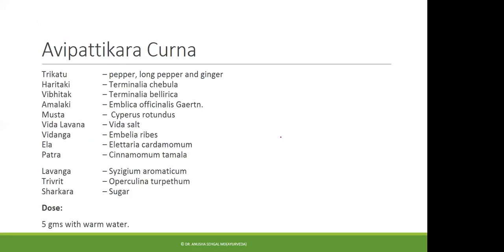Okay. The next combination is the Avipatikara Churna, which also is available online. There are multiple companies that you can get this from. I know for sure you can even find it on Amazon. And yep, here's a question here.